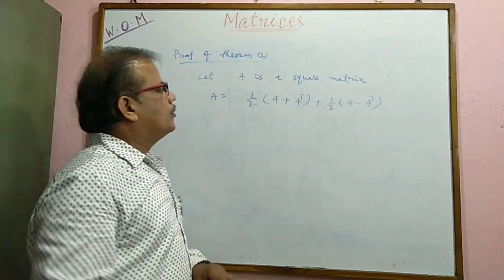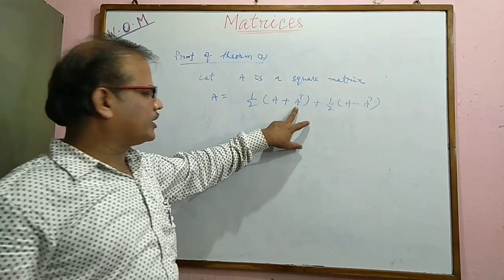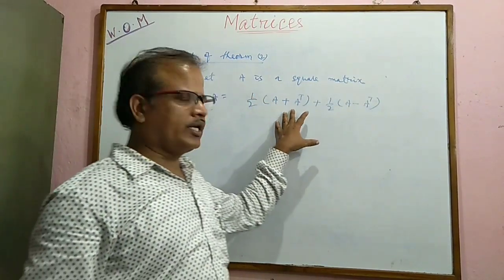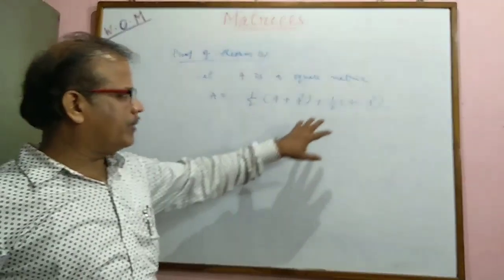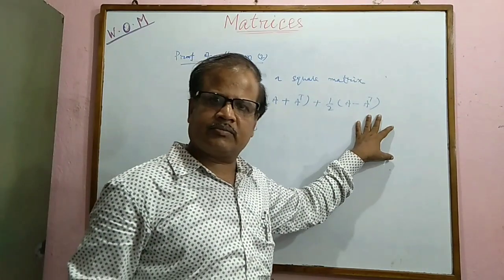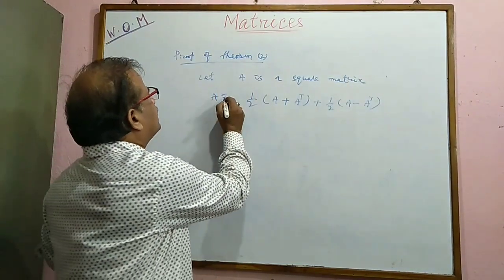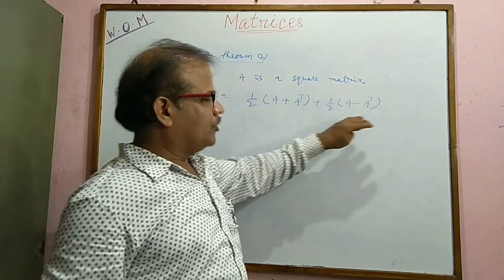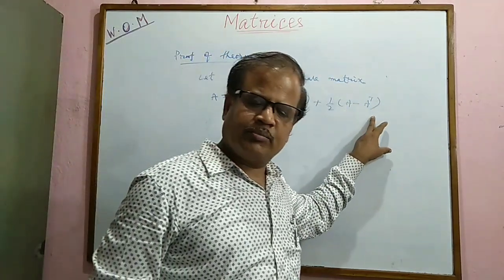By theorem 1, we have A plus A transpose is symmetric. Therefore, half into A plus A transpose is also symmetric. Similarly, A minus A transpose is skew symmetric. Therefore, half into A minus A transpose is also skew symmetric. Therefore, A can be expressed as a sum of a symmetric matrix and a skew symmetric matrix. Hence proved.